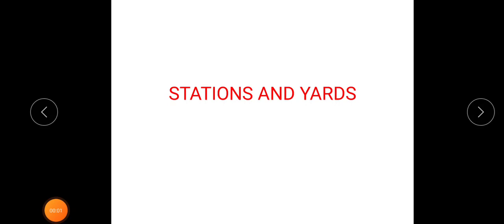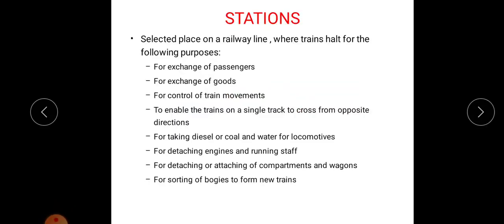Good afternoon, students. So we can move to the next topic of third module, that is stations and yards. And all these topics are very familiar to you. That is, you have traveled in train, you've seen railway stations, you have sat on railway stations, etc. So what is meant by a railway station?